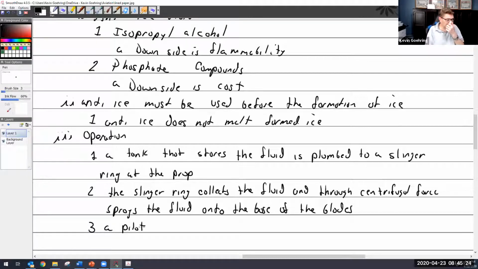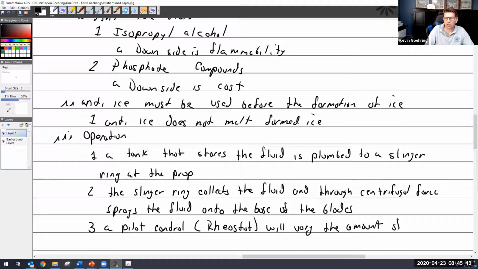A pilot control, which we can call a rheostat, that's the rheostat, R-H-E-O-S-T-A-T. The rheostat will vary the amount of fluid, we'll say amount of fluid released, released to meet conditions.